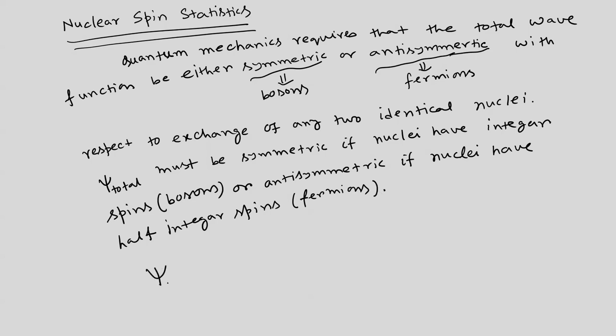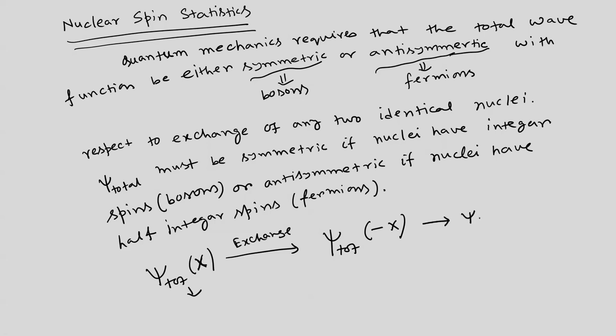So, psi total is a function of coordinate, suppose x we are saying here, and if we exchange the nuclei, we get psi total of minus x, okay. And this is for bosons, psi total goes to psi total, and if we exchange the nuclei and get minus psi total, it is for fermions.